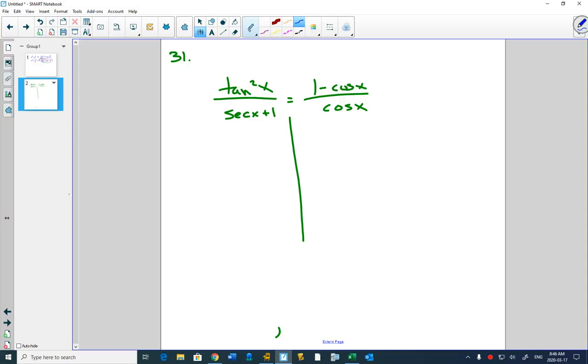So in this second one, I'm going to think about tan squared being related to secant squared and see if there's something that I can do with that. So I could change the tan squared to secant squared x minus 1.